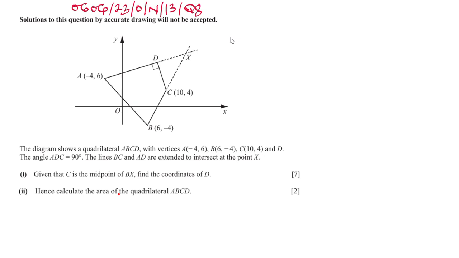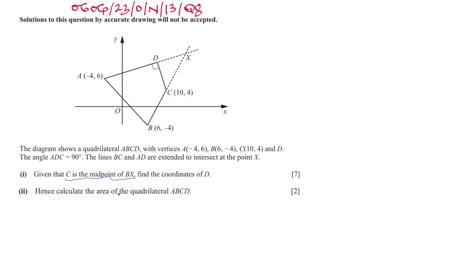Solutions to this question by accurate drawing will not be accepted. The diagram shows a quadrilateral ABCD with vertices A, B, C, and D. The angle ADC is 90 degrees. The lines BC and AD are extended to intersect at the point S. The first question says that, given that C is the midpoint of BS, we should find the coordinate of B.